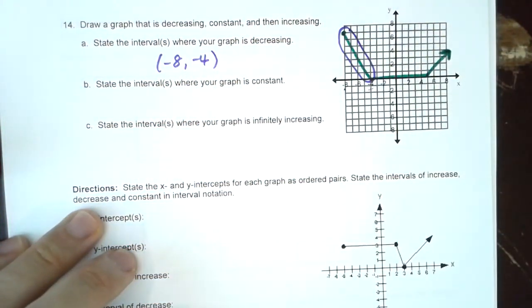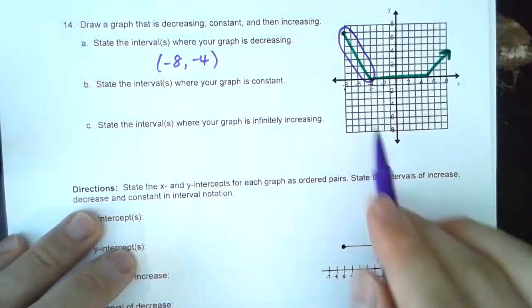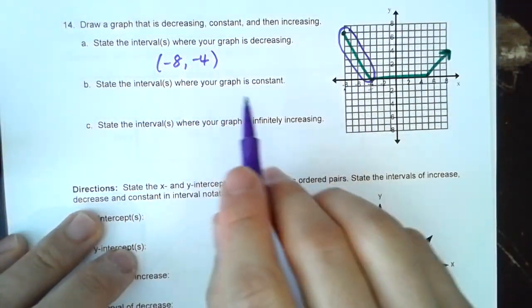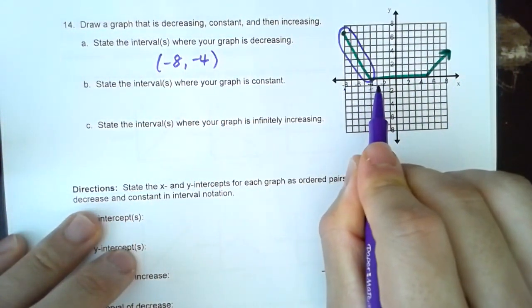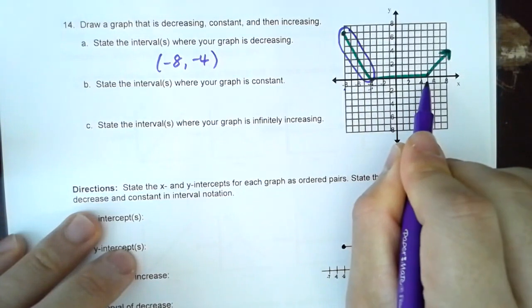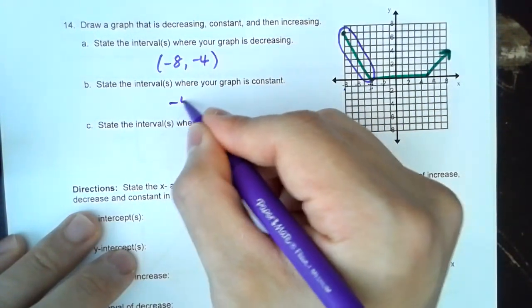And that's it. You just write it like that. This is interval notation. State the interval where the graph is constant. Well, the graph is constant from -4 to +5.